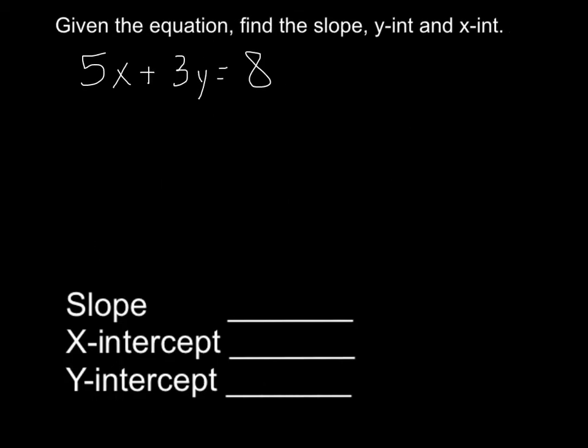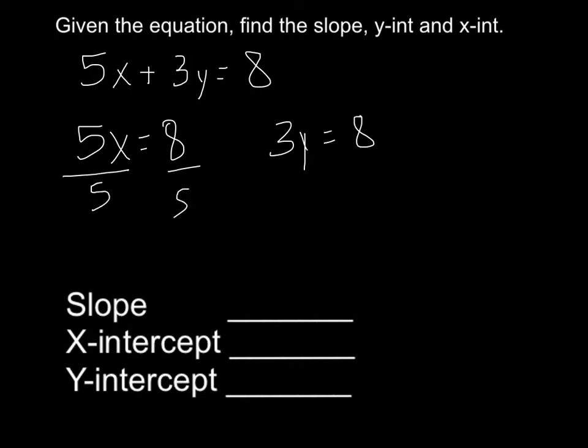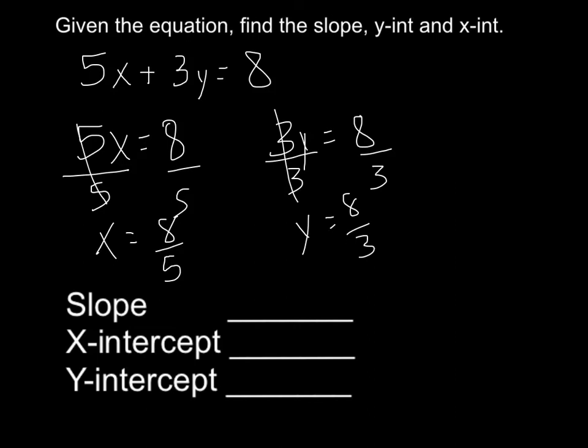Given the equation, find the slope, the y-intercept, and the x-intercept. So we set 5x equal to 8, and we set 3y equal to 8. To find our intercepts, divide by 5. So you get x equals 8 over 5. Can't simplify that. Divide this one by 3. So you get y equals 8 over 3. Again, can't simplify that. So your x-intercept is 8 over 5. Your y-intercept is 8 over 3.